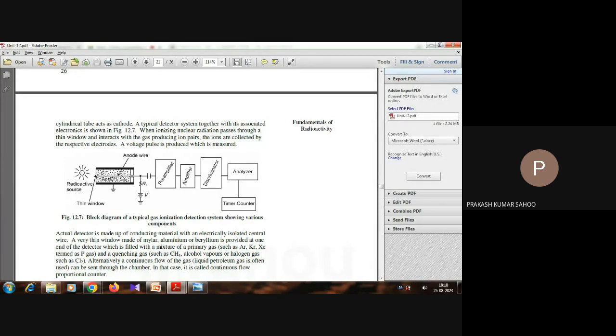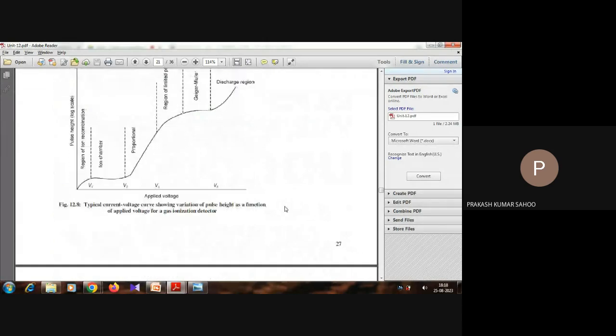When these radioactive rays disintegrate the radioactive nuclei, they interact with the gas, producing ion pairs, and the ions are collected by the respective electrodes. So this will disintegrate, and there will be a release of ions which will be sensed by the respective electrodes, followed by a series of sensors.